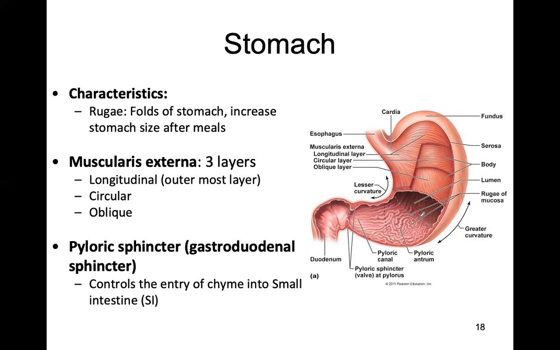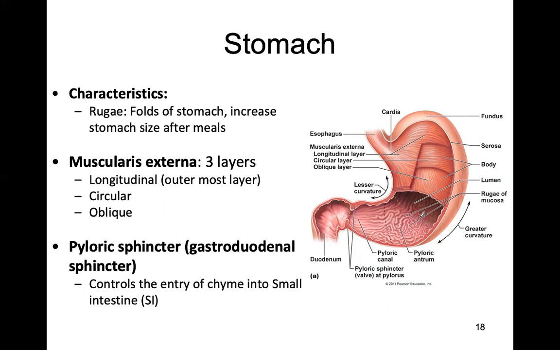The way I tell my students to imagine this is, think about when your stomach is empty, it's kind of like a crumpled piece of paper. When you start to open up that crumpled piece of paper, you can see the size literally expanding. So that's exactly what happens in your stomach. The more you eat, the more these folds open.